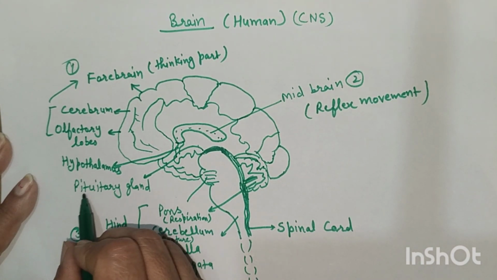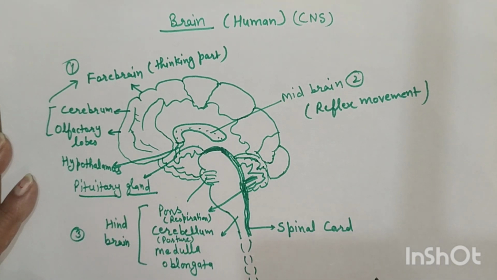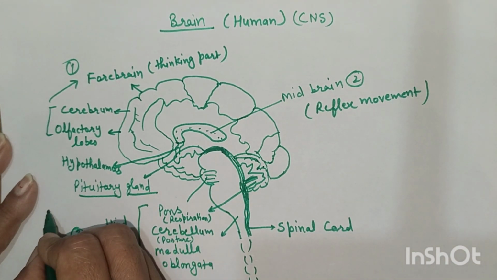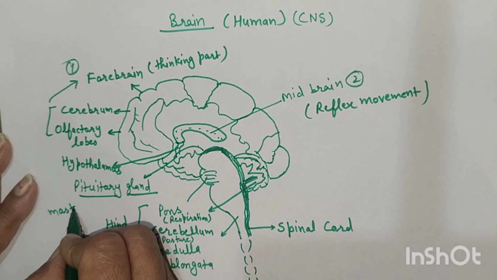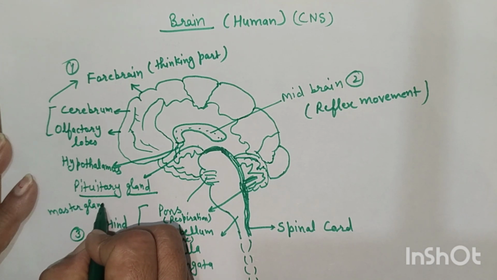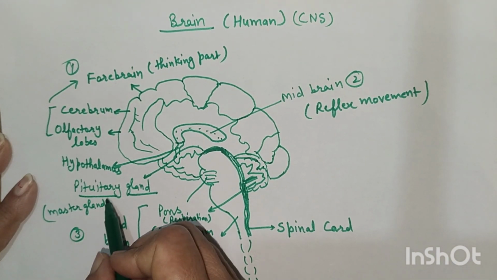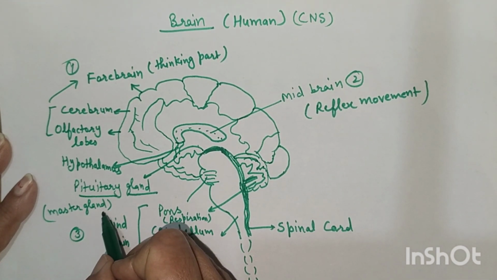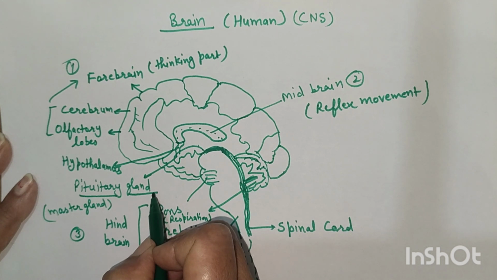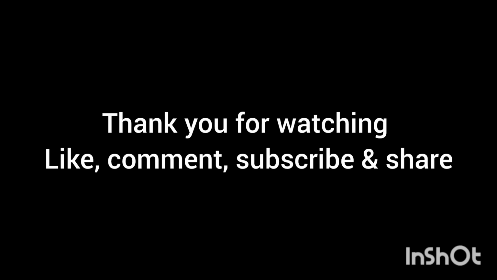Now here is a gland present, that is called pituitary gland. This pituitary gland is also called the master gland because it controls the activities of all the glands present in our whole body. That's why this is called master gland, and this is the pituitary gland.